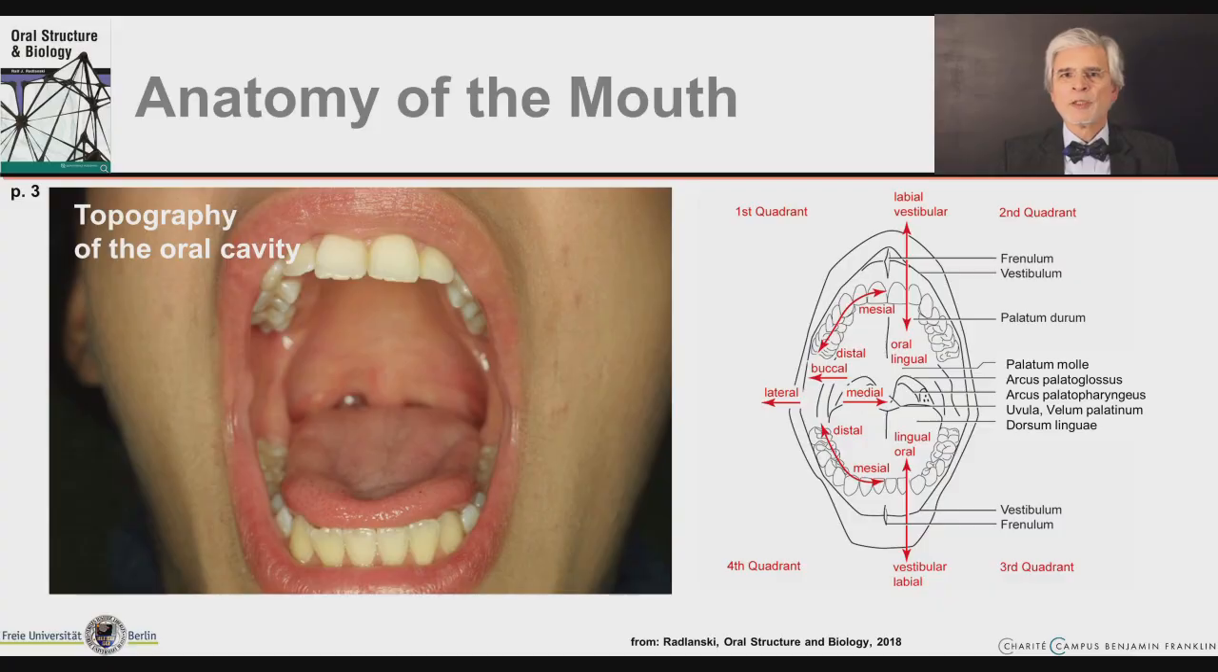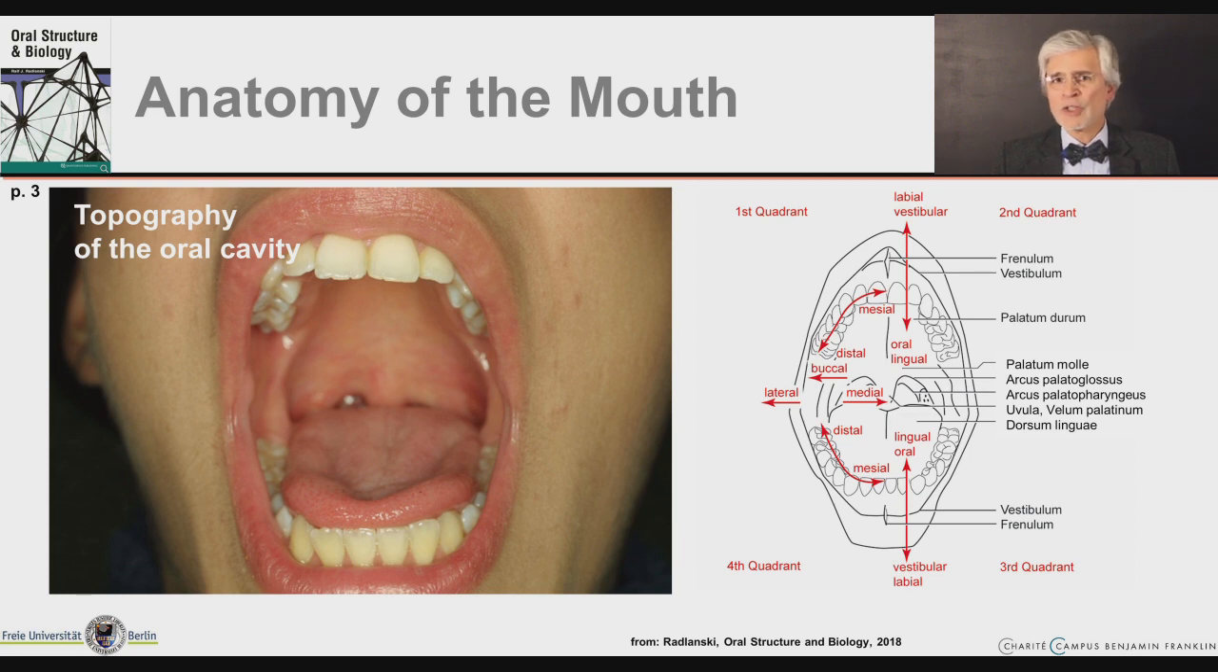Now let us take a look inside the oral cavity as well. To do this, we first must familiarize ourselves with a special nomenclature in the mouth. For orientation, we divide the mouth into 4 quadrants, which we number as upper right 1, upper left 2, lower left 3, and then the lower right is the 4th quadrant. Then we see the teeth, and in relation to the teeth we can speak of vestibular and oral. Here we will distinguish. In the lower jaw, oral is lingual, and in the upper jaw, oral is then palatal.